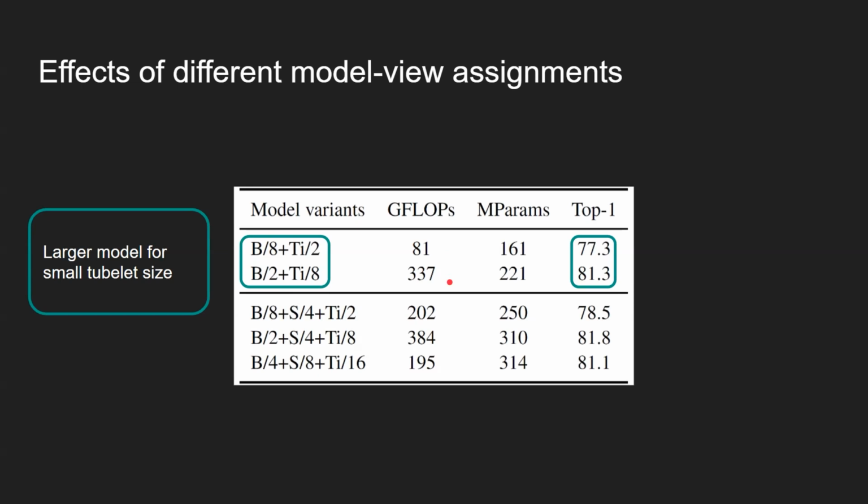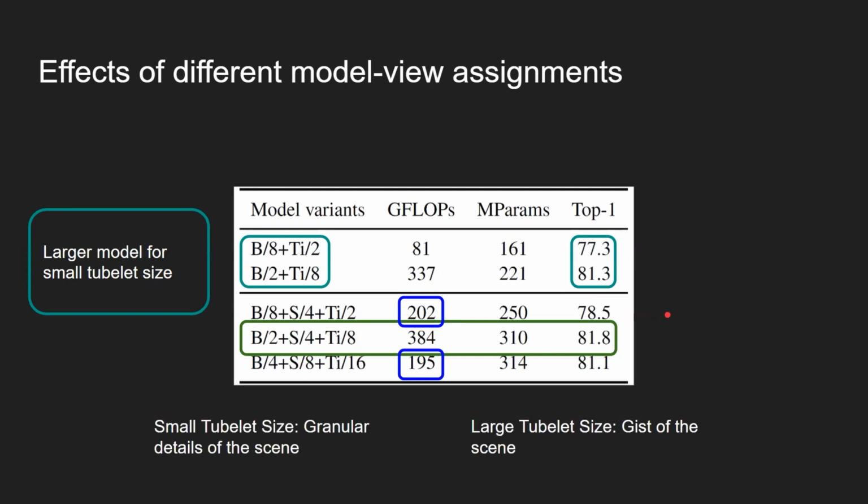So they experimented further and were able to get results where GFLOPs were similar, but the trend was similar. They were getting better results with the complex model assigned to the small tubelet size. So this was the final model that was able to achieve the best accuracy. The inference from this experiment is that the role of small-size encoders is to get the granular details of the scene, and the role of large tubelet size encoders is to get the complete gist of the video.